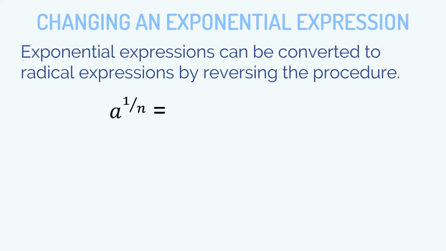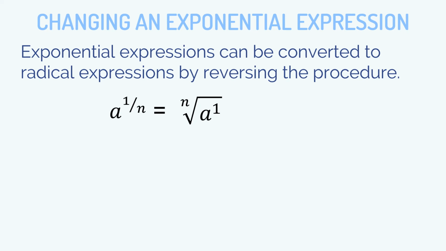So let's see. If I have a to the 1 over n, this expression is in exponential form, what I can do is to reverse the process, taking care of the n, especially the n that is the denominator of the power, and the n becomes the index when we write this as a radical. So this equals the nth root of a to the 1, or just the nth root of a. So this is reversing the process that we used in the previous examples.